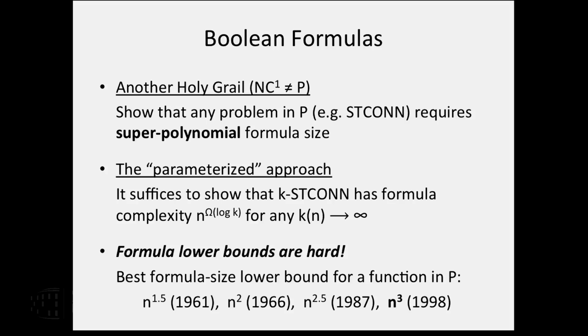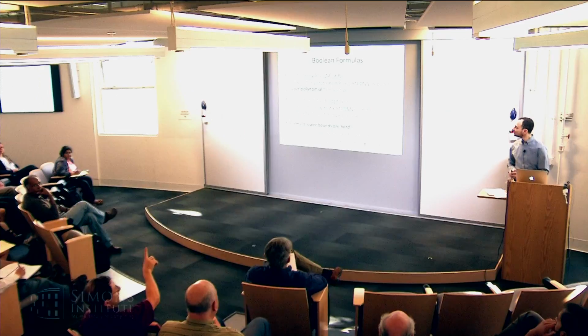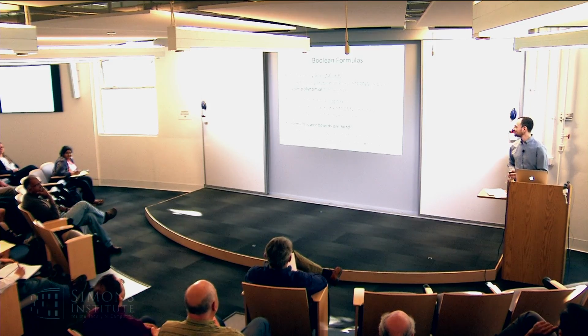So can I ask you, I'm sorry to bug you about this, but from now on, should I assume that every complexity class is actually the non-uniform version? Yeah, for this overview, that's fine.